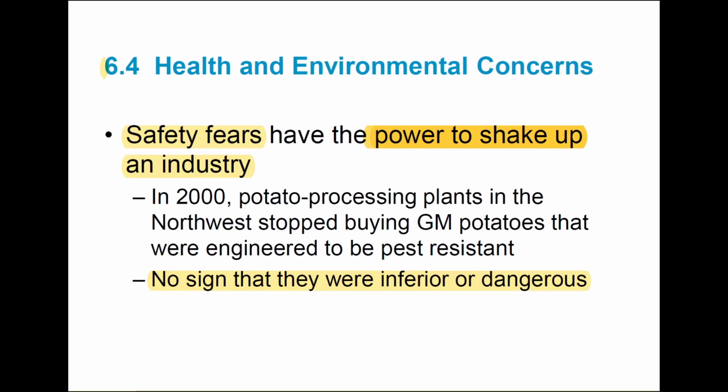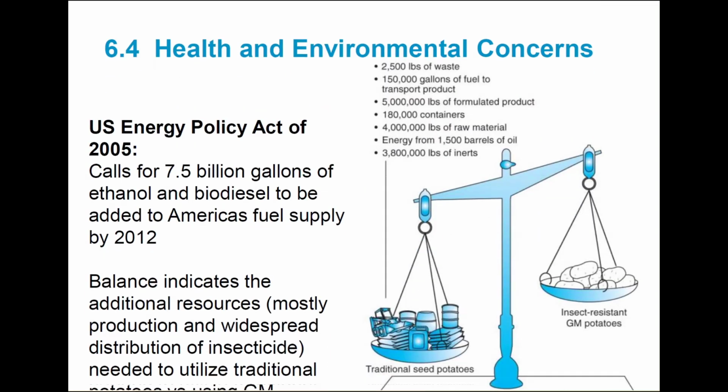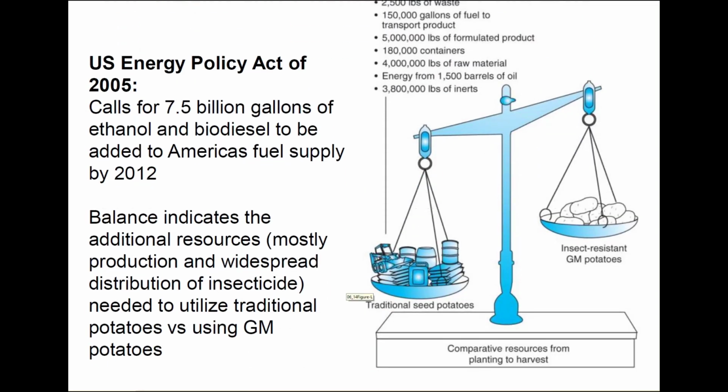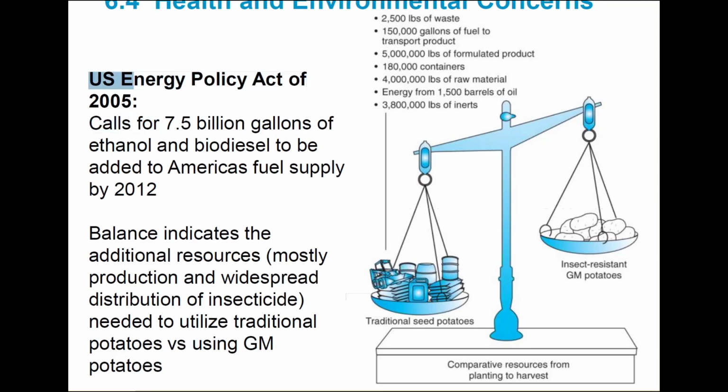2,000 potato processing plants stopped buying GMO potatoes that were engineered to be pest resistant. However, there's no sign that they are inferior or dangerous. In fact, according to Borlaug, they are essential, right, for the continuation of our society. Energy policy calls for 7.5 billion gallons of ethanol. I know it's only a few percent. You're gaining, what, 10 gallons for every 7 that it costs. But still, it's a gain of 3, to be added to the American fuel supply by 2012. The balance indicates additional resources, mostly production-wise, for distribution of insecticides, needed to utilize traditional potatoes versus using GM potatoes in order to try to meet this need.